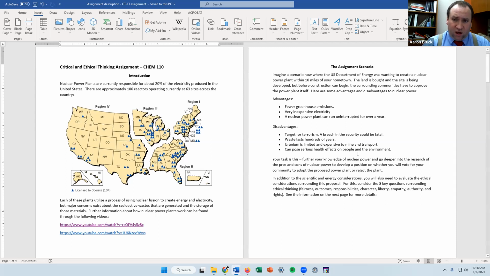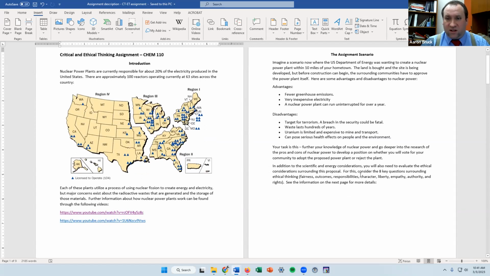So you're going to further your knowledge of nuclear power. You're going to dig deeper into some of the research. There's a lot of news clippings out there. There's a lot of opinion pieces, but there's also a lot of factual evidence as well. And I'll go over some of the places where we can find some of that information, because that is going to be ultimately what sets you apart in terms of being able to do this assignment successfully versus not doing as well as you could.